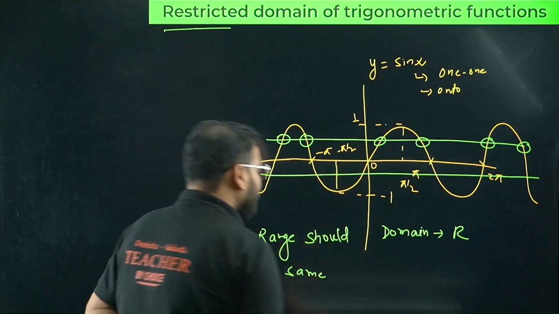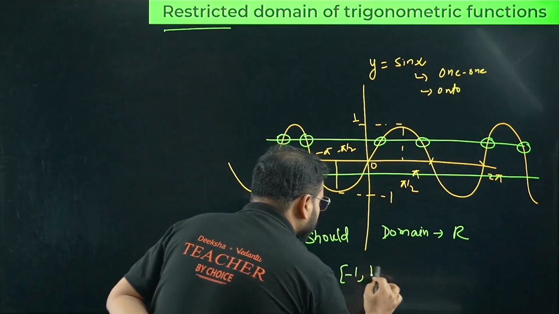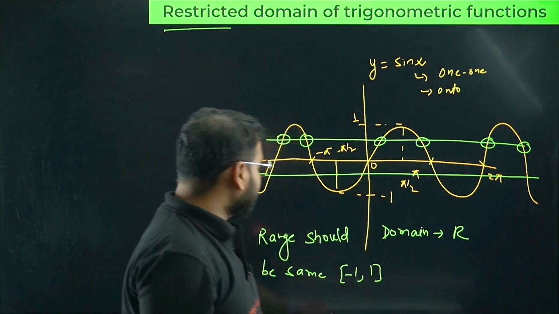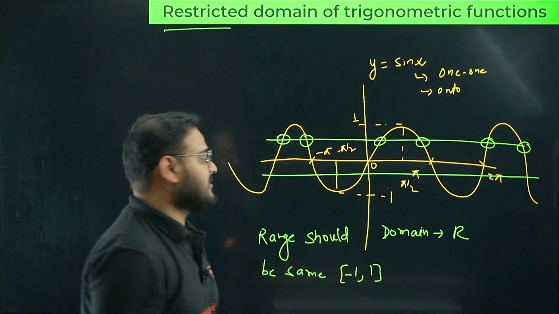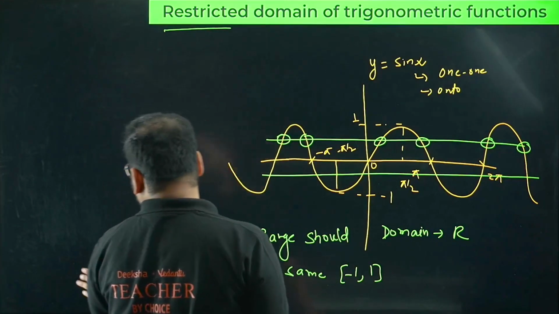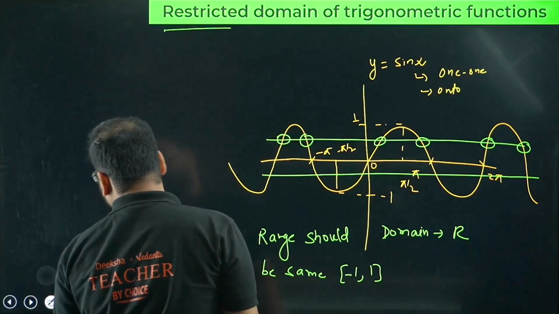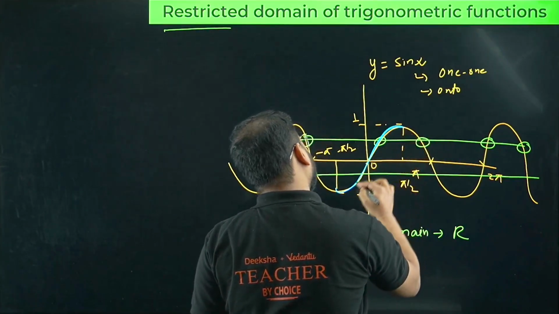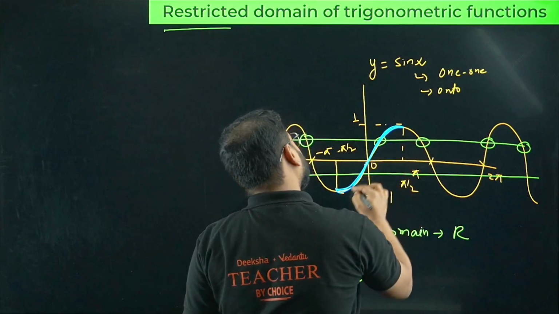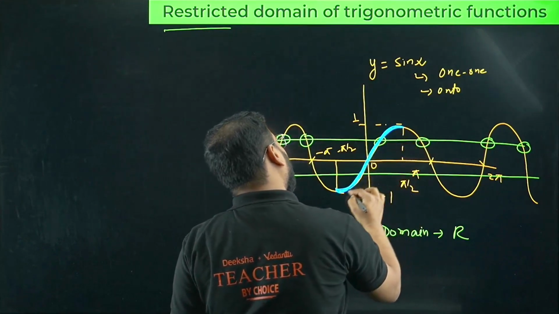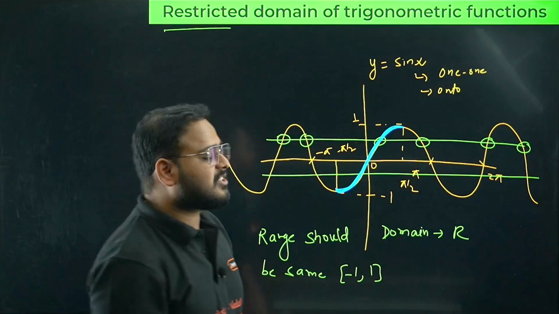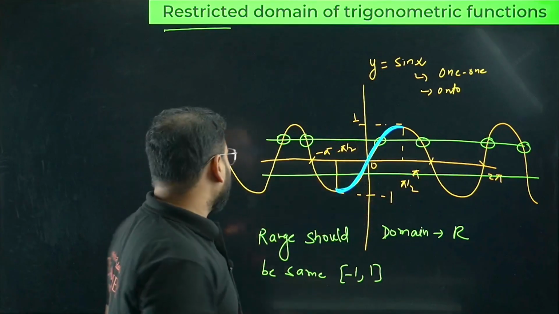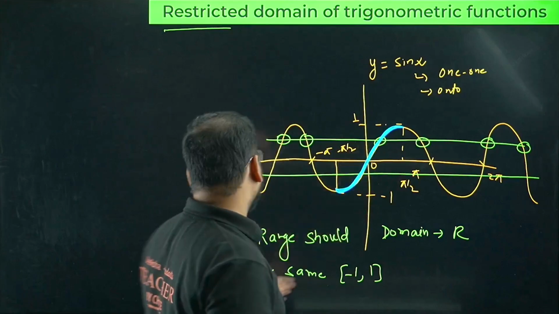What's the range of this? We know this, -1 to 1. So restricting the domain is not a problem, provided that the range remains as it is. Then you get this particular function. Check this out, from here to here, only this part. Now if you check this function, how many intersections do you have if you draw a line parallel to the x-axis? Only one, sir.